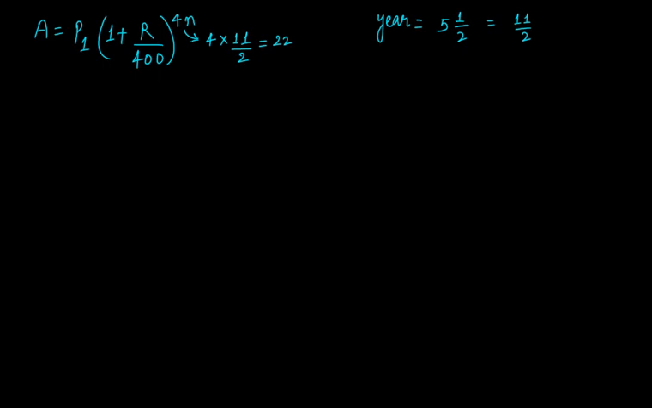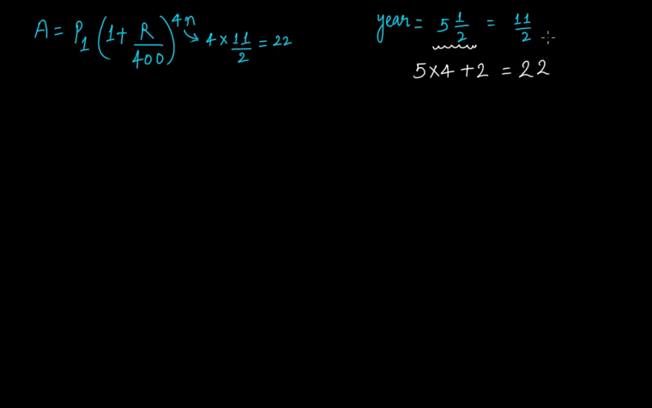Now another way to calculate it is you can calculate from here. 5 years means that you'll have 5 times 4 quarters, because in 1 year you have 4 quarters, in 5 years you'll have 5 times 4 quarters, and then plus this half year. Half year means that you'll have 2 quarters, right? So if you calculate it, you'll get 22.